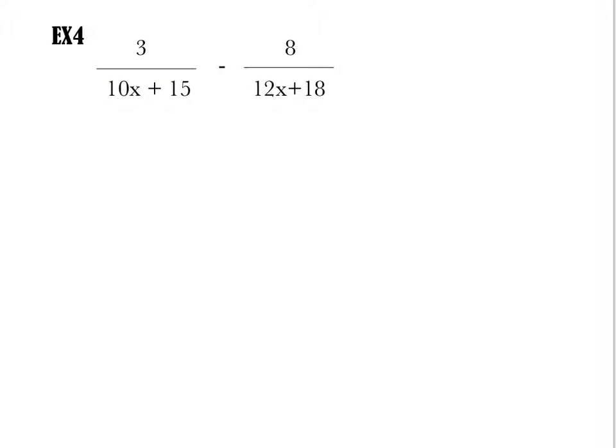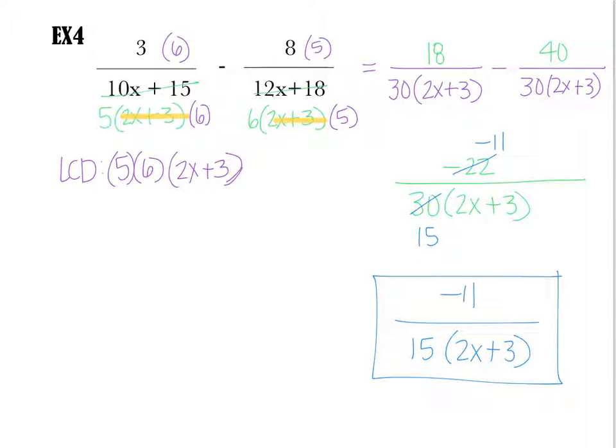Alright, so for this one, I'd like you to pause the video and I'd like you to try to get as far as you can, and then I will come back on and you can check your answer. Alright, so when I solved this one out, I ended up with negative 11 over 15 times 2x plus 3. So if you got that, you can go ahead and move on to the next example. If you didn't, I'll explain how I got that now.